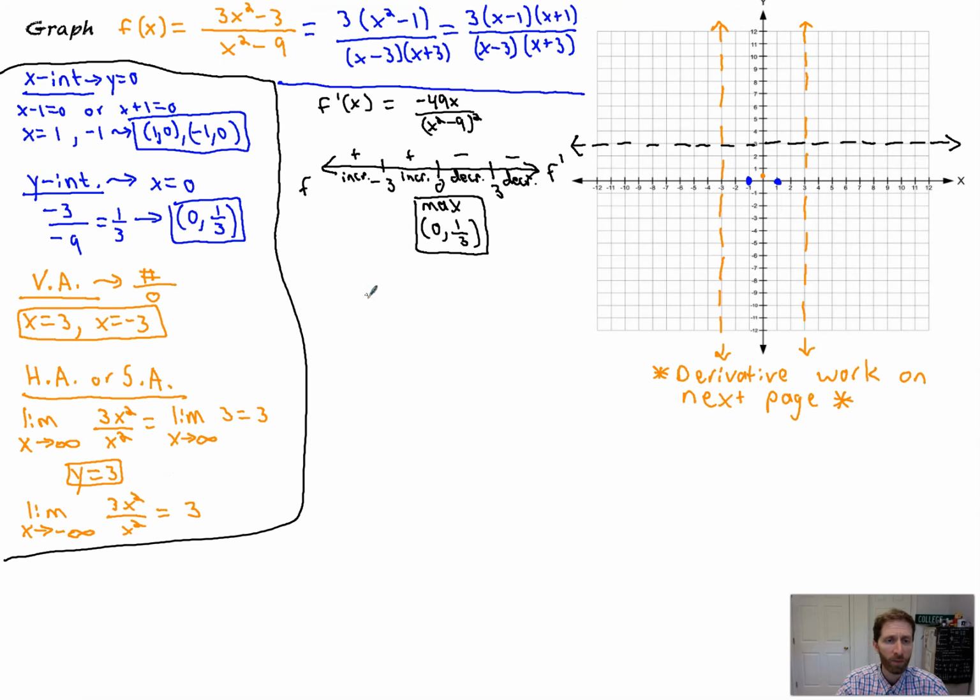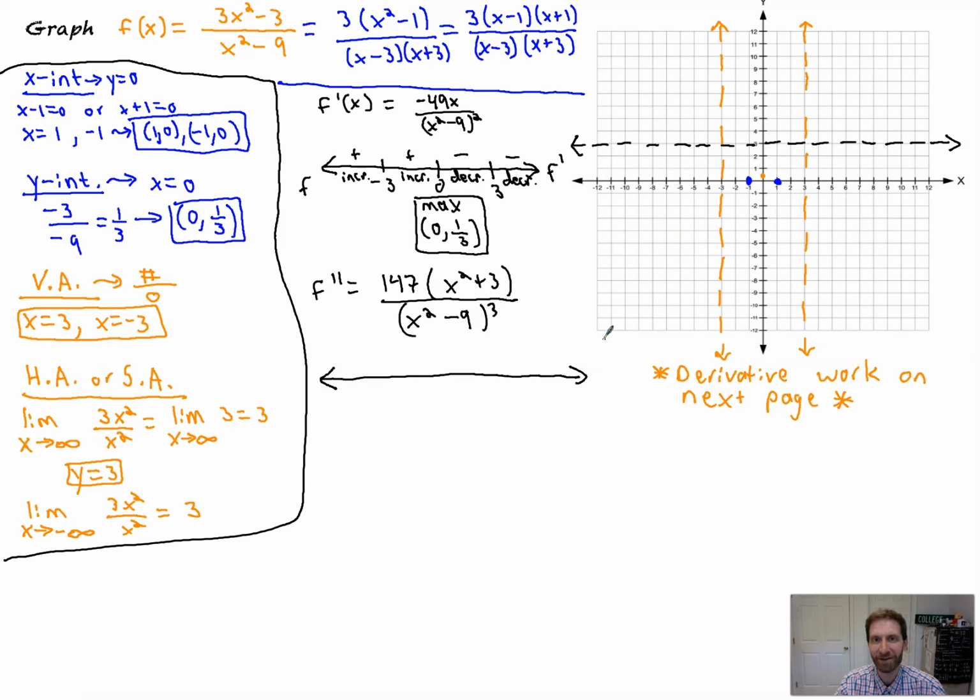Okay. So f double prime is equal to 147 times, it was x squared plus 3, all over, and that's going to be, let's see, x squared minus, I believe it was 9 cubed. Okay, we've got another sign chart to check. Almost done, y'all. Almost done. Coming up on 15 minutes. I know it's a lengthy one, but you got this. That's why if on a test, you're hopefully only going to be given one of these.